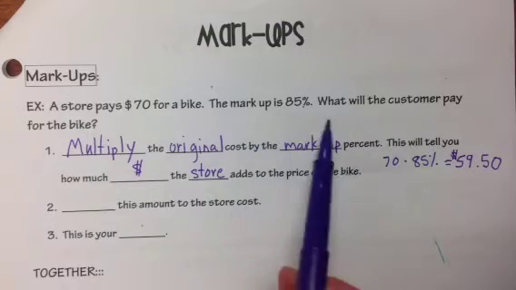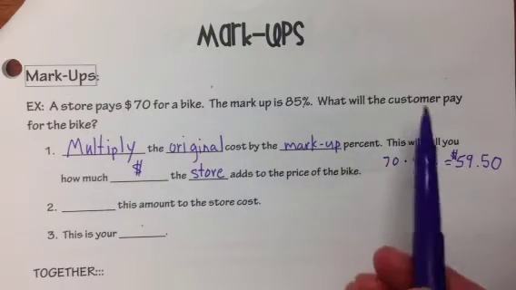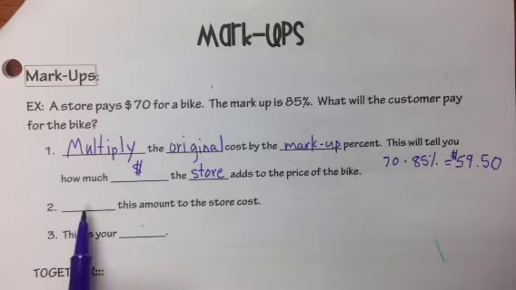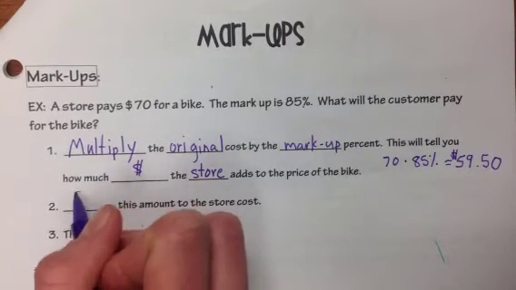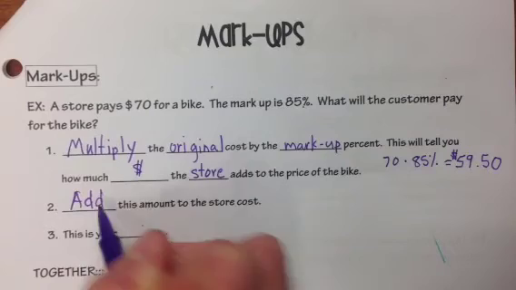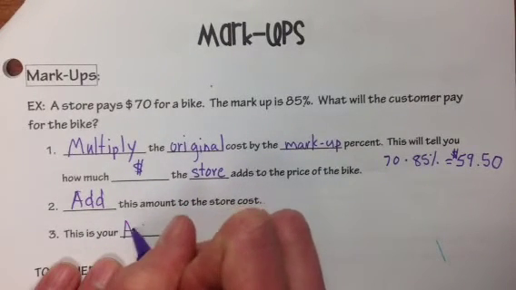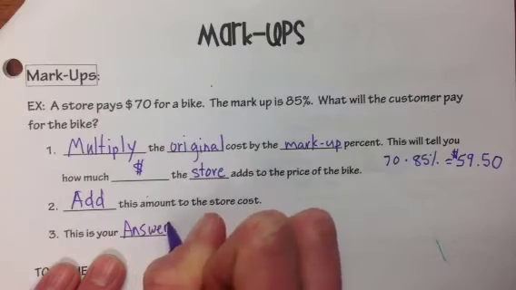Okay, now that's not really my answer in this situation. It could be your answer in some cases, but this says what will the customer pay for the bike? So now we're going to take and add this amount to the store cost, and then this will be your answer for this problem at least.